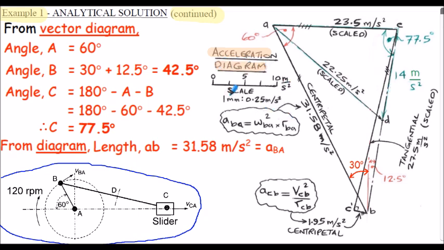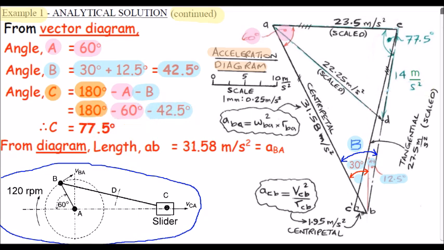First of all, let's define some angles. Angle capital A, that's actually the angle in here, is 60 degrees. Angle B, that's actually this angle here. So that's the 30 degrees angle here added to the 12.5 degree angle here. So that summates to 42.5 degrees. So that's angle B determined. And angle C is calculated from 180 degrees minus angle A minus angle B. So using the above values, angle C evaluates to 77.5 degrees.